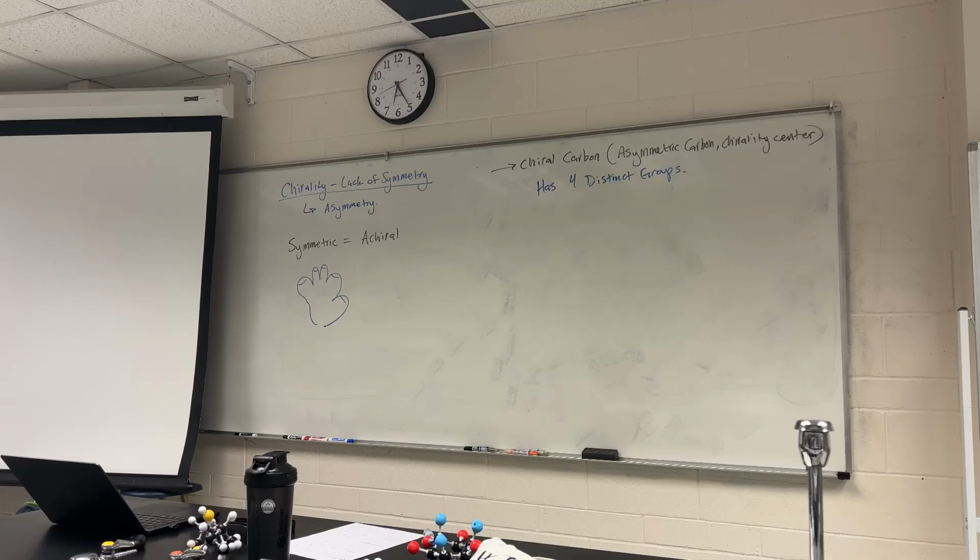This is the only carbon that has 4 groups. Does it have 4 distinct groups? So all of them have to be different or just some? Absolutely. So there are 4 distinct groups. There can't be 2 that are the same. If any 2 are the same, it's an achiral carbon.